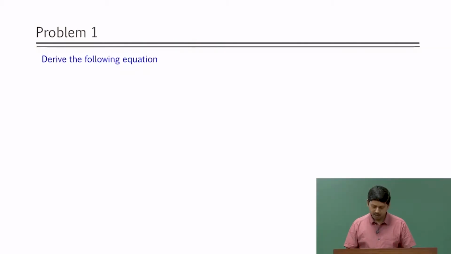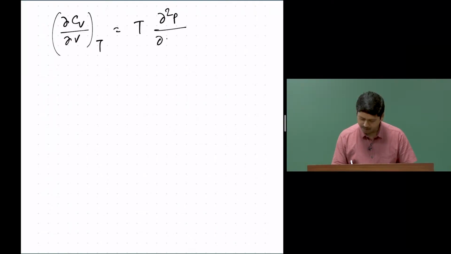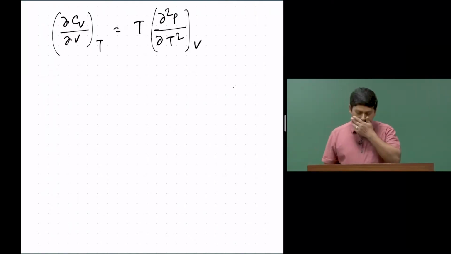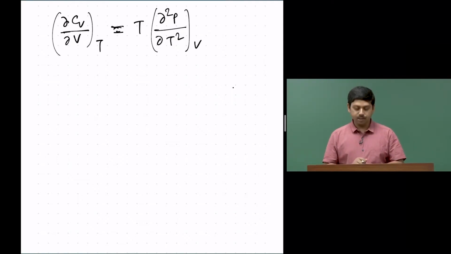So, today's problem number 1 has this derivation: derive the following del Cv by del v. So, I am going to do it here. Prove del Cv by del v at a constant T is equal to T del 2 P by del T 2 at a constant v.